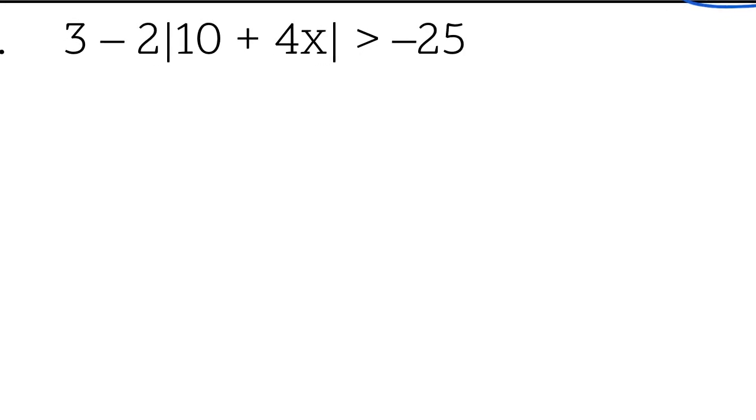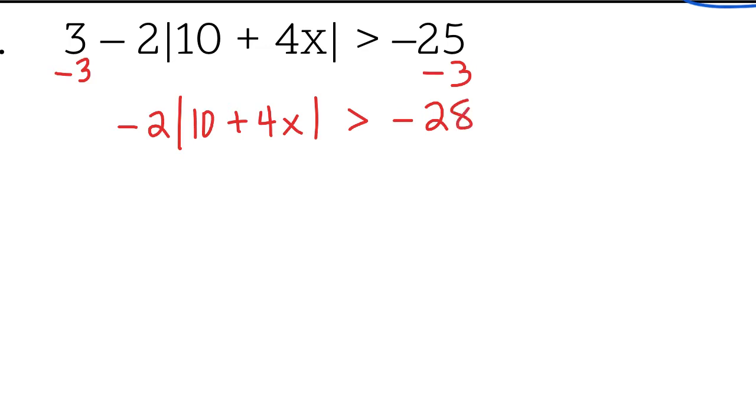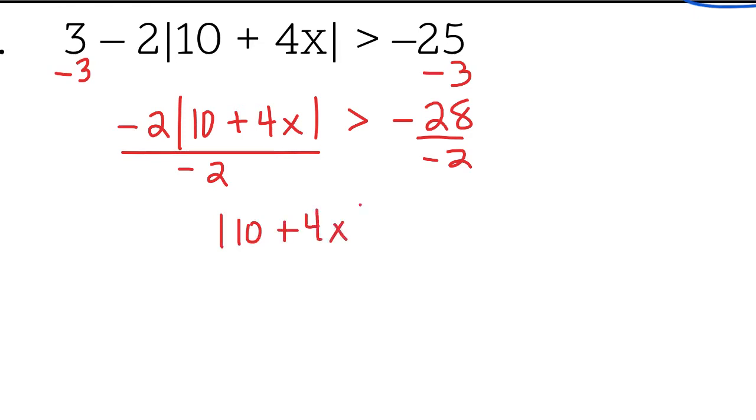So in order to do that, I'm going to subtract 3 from both sides, which leaves me with negative 2 absolute value of 10 plus 4x is greater than negative 28. Then I'm going to divide by that negative 2. So see here, since I'm dividing by a negative, that inequality symbol is going to flip. So it's going to be less than 14.